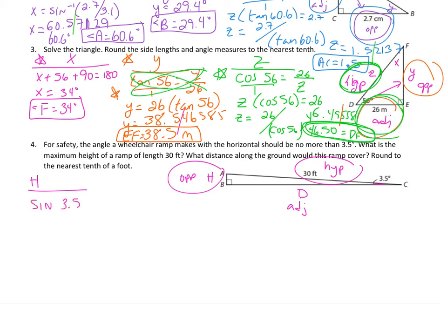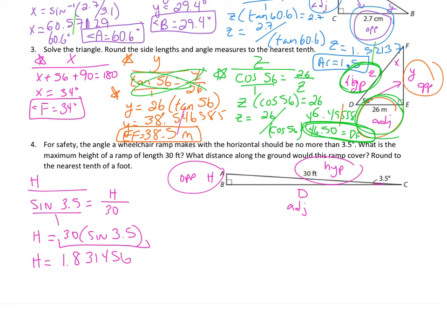So sine of 3.5 equals our opposite, h, over hypotenuse, which is 30. To cross multiply, we're going to be taking 1 times h, so we get h, and then 30 times the sine of 3.5. So type all of that in your calculator, and our height is going to be 1.831456. Again, we want to round it to the nearest tenth of a foot, so that's after the 8. We look at the 3, and it's not 5 or bigger, so it's going to stay 1.8 feet.